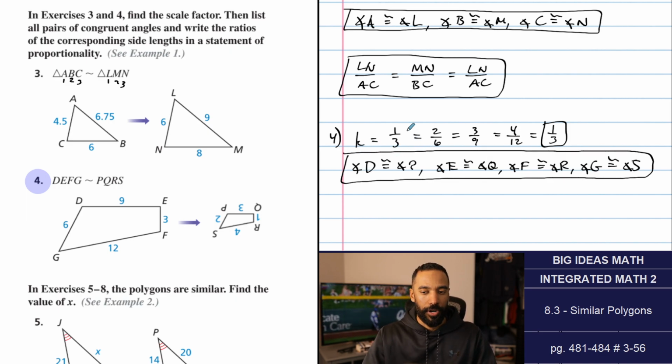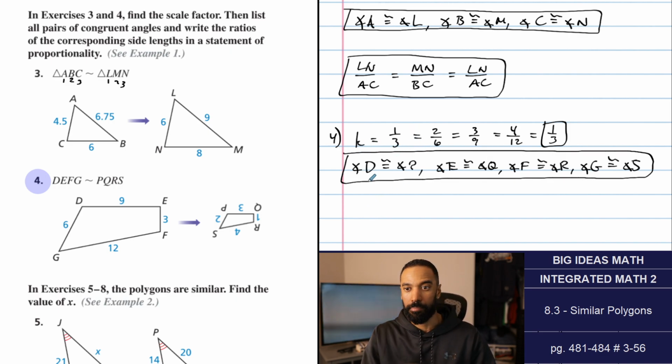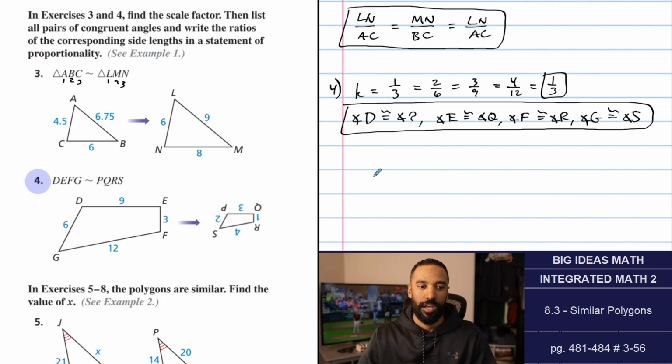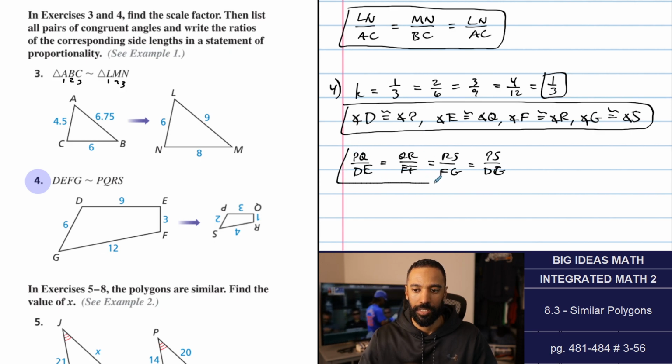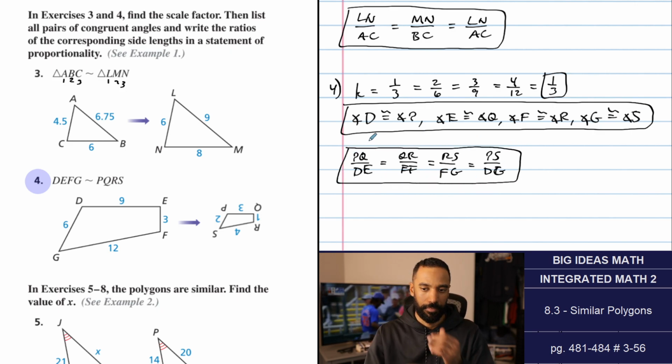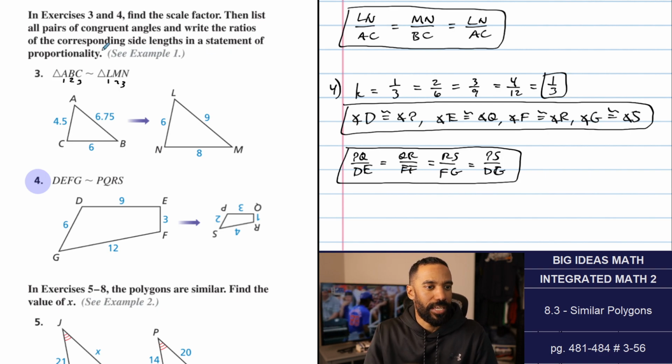Okay. Now the third set is to write out the proportionality of these statements like I did above here. I'll start with PQ. PQ is to DE as QR is to EF as RS is to FG as PS is to DG. There we go. Okay, that is it for 3 and 4.